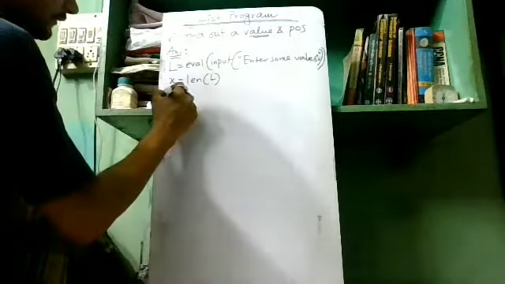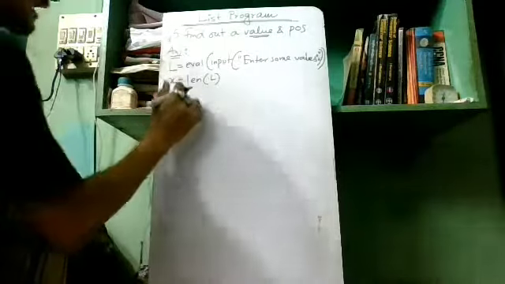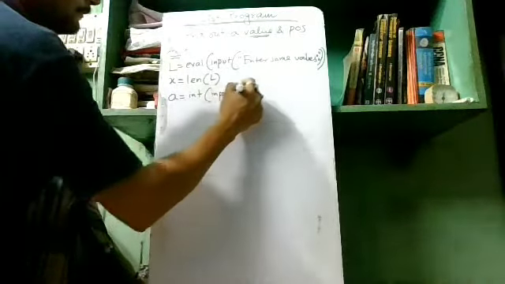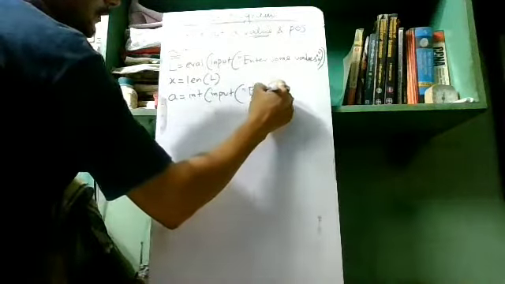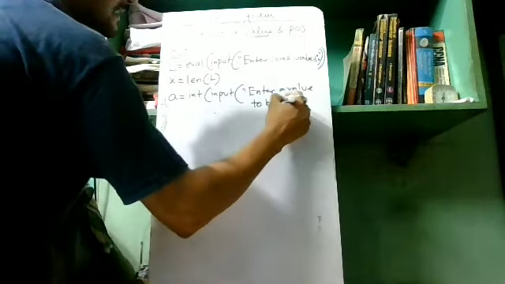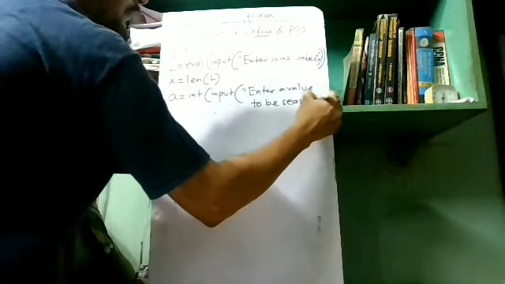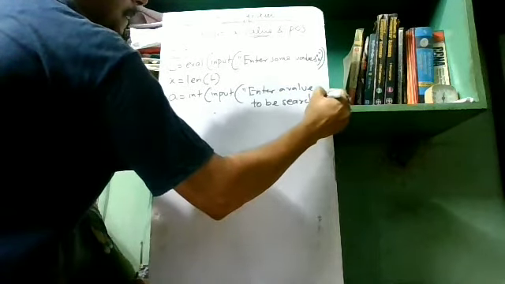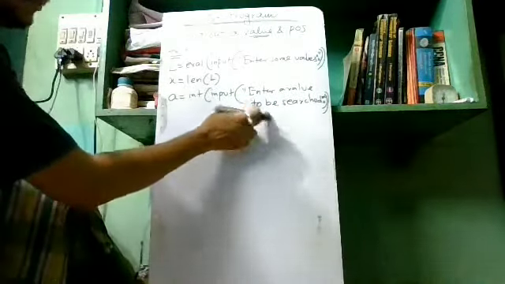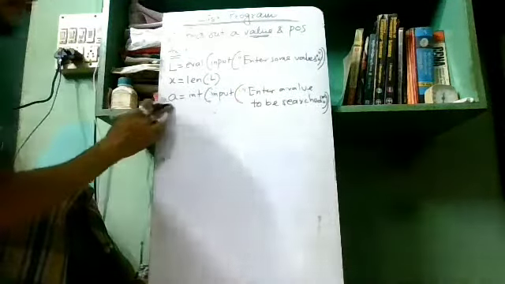After that, in A, we are writing int input, enter a value to be searched. We are telling user to give a value that will be searched within the list. The value will be given into A.